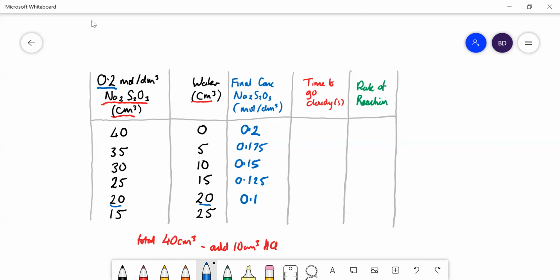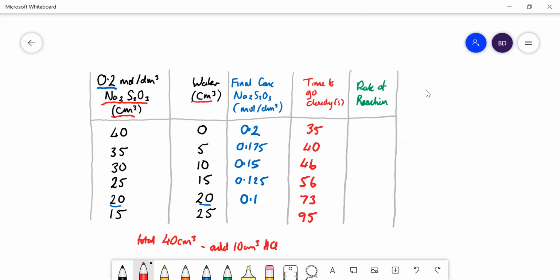Now the results we got, just put some results here. So this took 35 seconds, the fastest one. As it's becoming more dilute, it takes longer. That was 40, 46, 56, 73, and 95 seconds. That's the time for the reaction. It's not the rate of reaction.